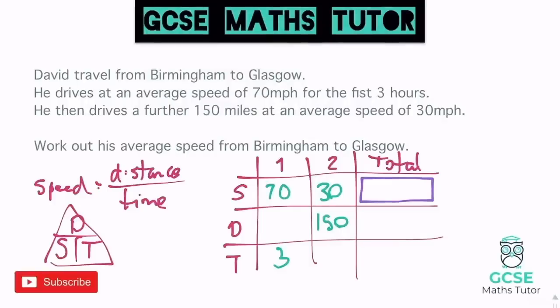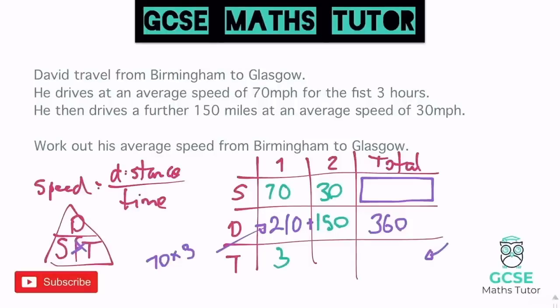So let's have a look at what we can do. This first distance here, let's see if we can work that out. Looking at our formula triangle, distance is speed times time. So 70 times 3 says it will go 210 miles. Again, we can add these together to get a total distance at the end, because that would be 360 miles in total that he's got to do. So all we've got to do is get this total time, and then we'll be able to work out his speed.